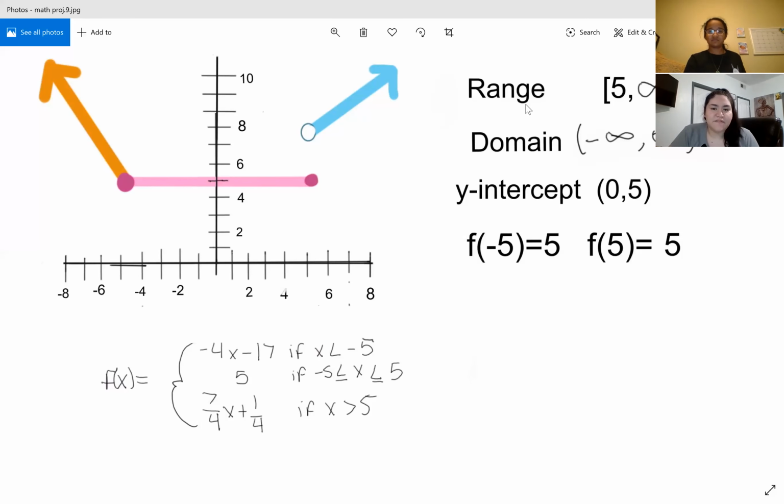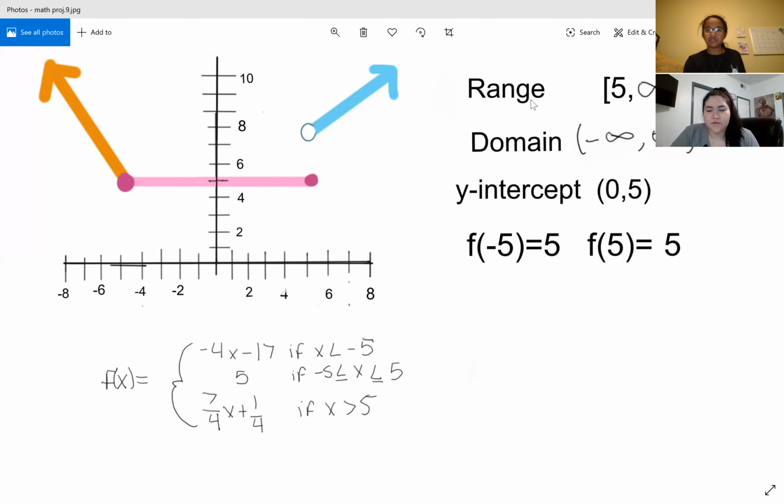So based off the functions we have graphed, we can determine that it is not continuous. It would be continuous if that blue line would connect with the pink line, but it does not. So therefore, it is not continuous. And then next we're going to go over our overall questions.